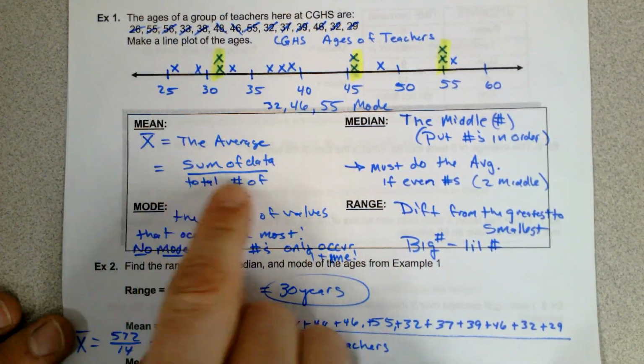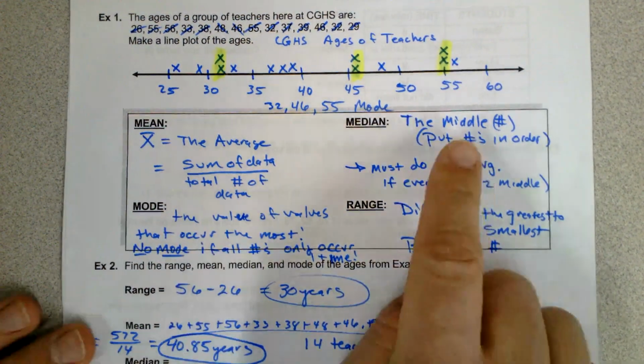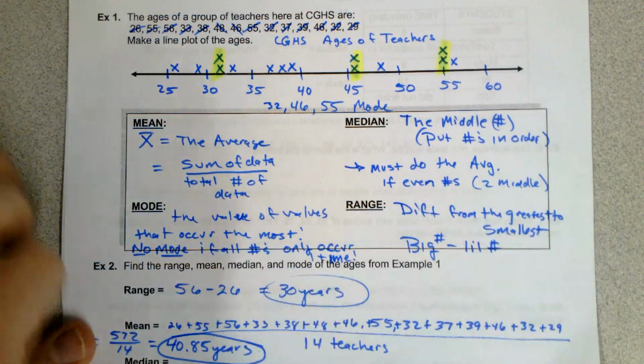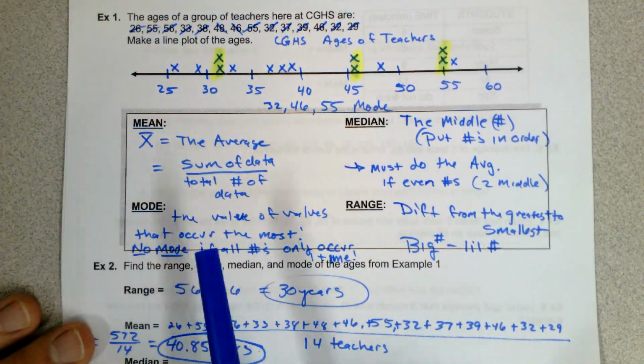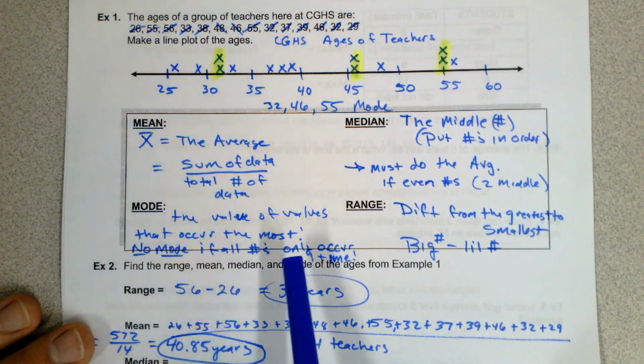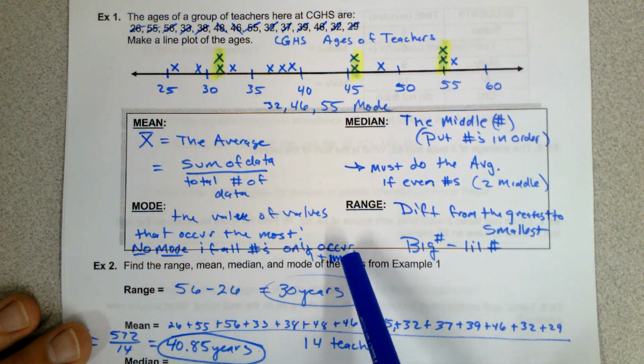Again, mean is the average. That's the sum of the data divided by the total number. Median is the middle number, and sometimes there's two of them. So we're going to have to find the average of those. Mode is the value or values that occur the most. And if there is none, then we just say none. So if you don't see a number that occurs more than once.